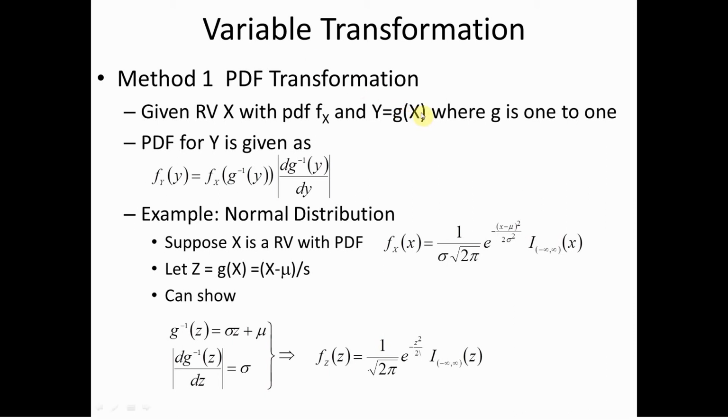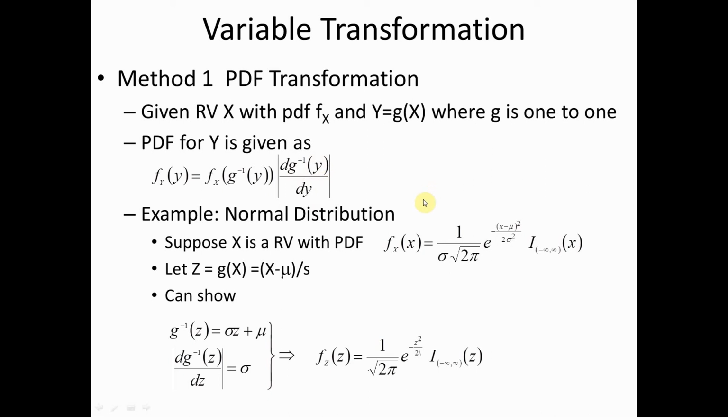Okay, why is that? Because, well, what is x? X is g inverse of y, right? But I have to multiply by the derivative of the g inverse of y with respect to y and take the absolute value. Okay?